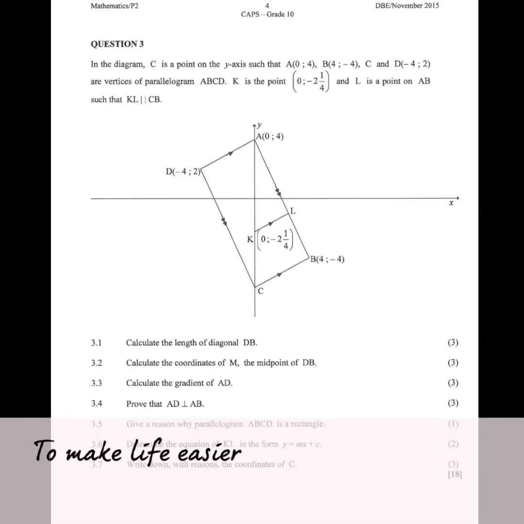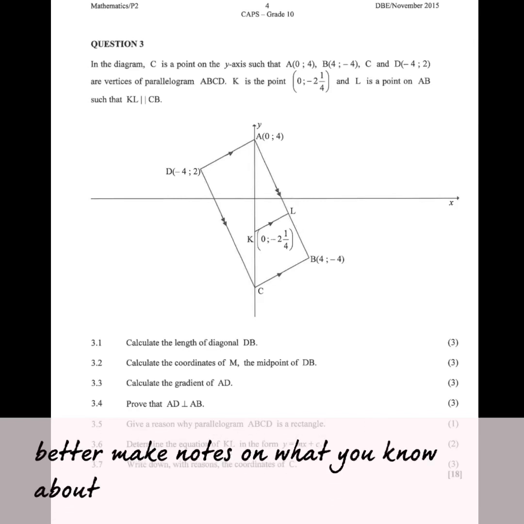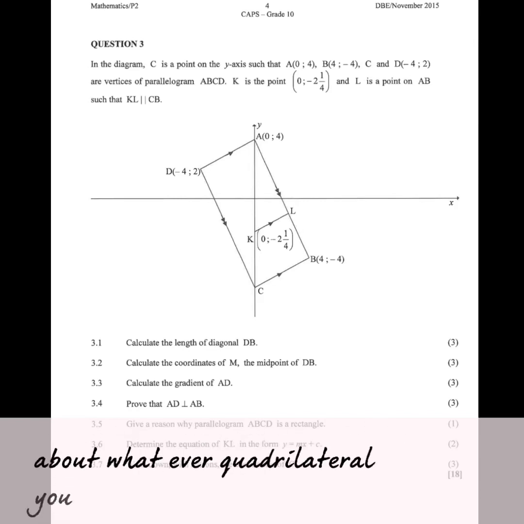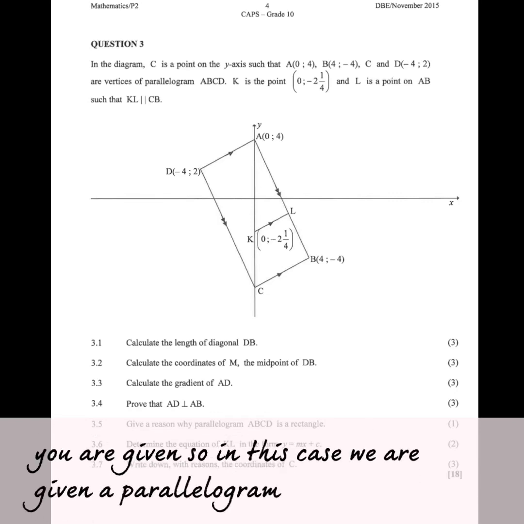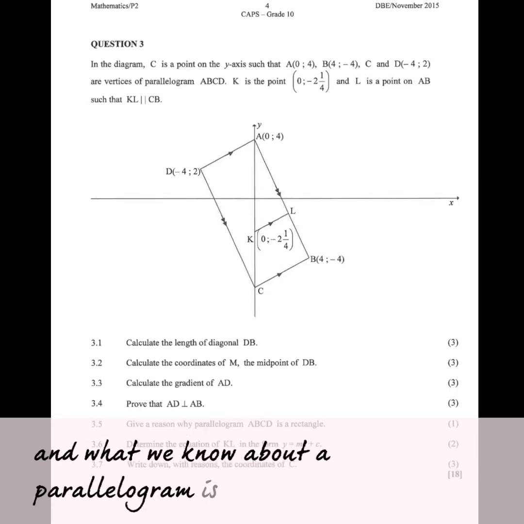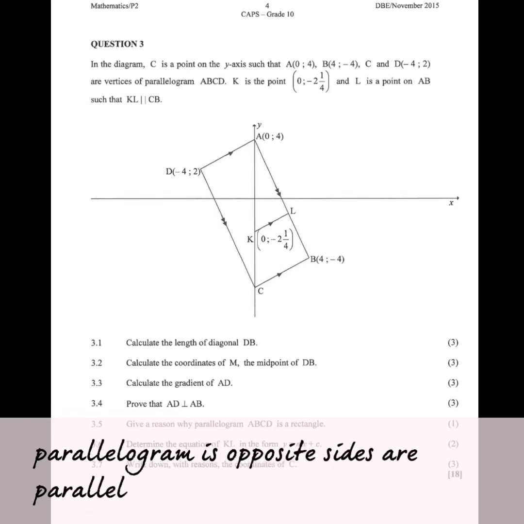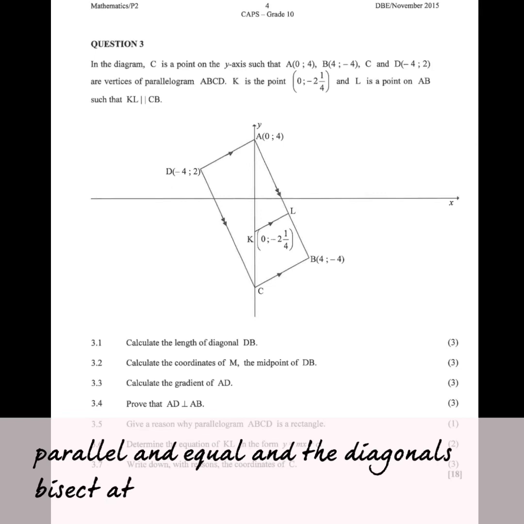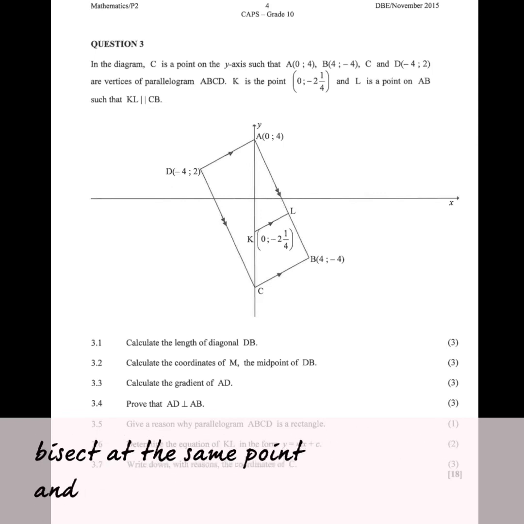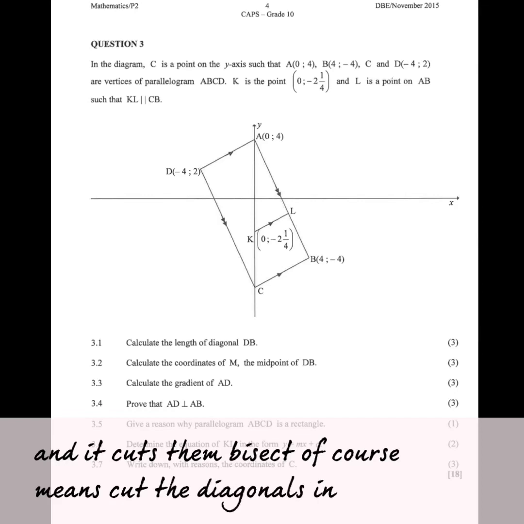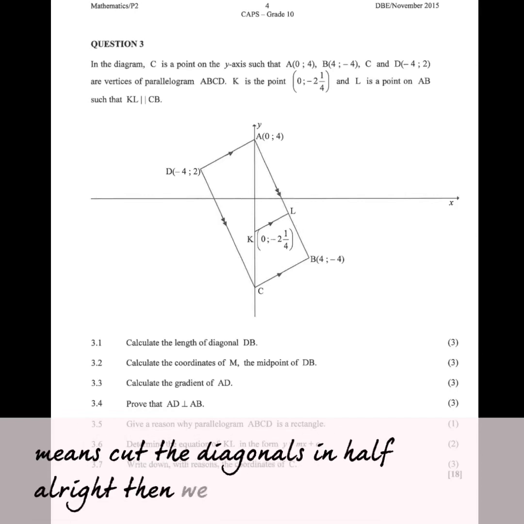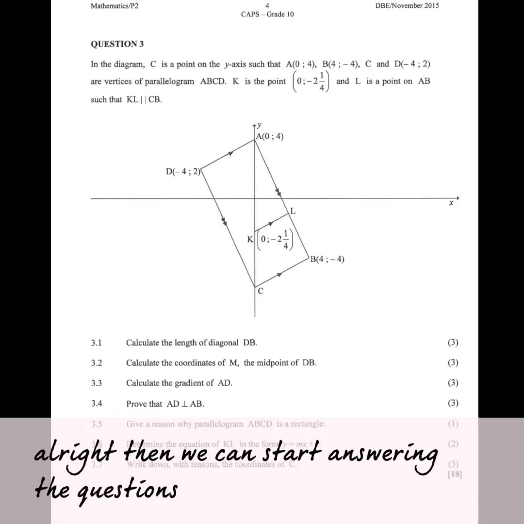To make life easier for yourself, better make notes on what you know about whatever quadrilateral you are given. In this case, we are given a parallelogram, and what we know about a parallelogram is opposite sides are parallel and equal, and the diagonals bisect at the same point. Bisect, of course, means cuts the diagonals in half. All right, then we can start answering the questions.